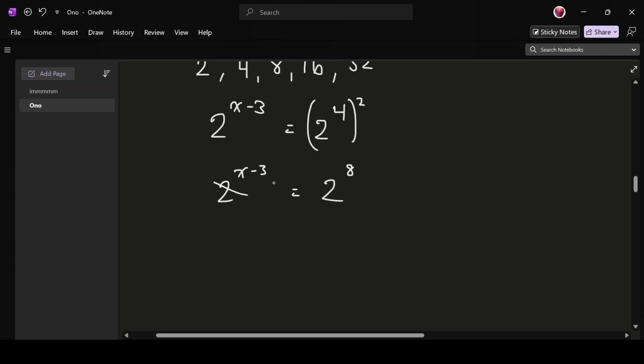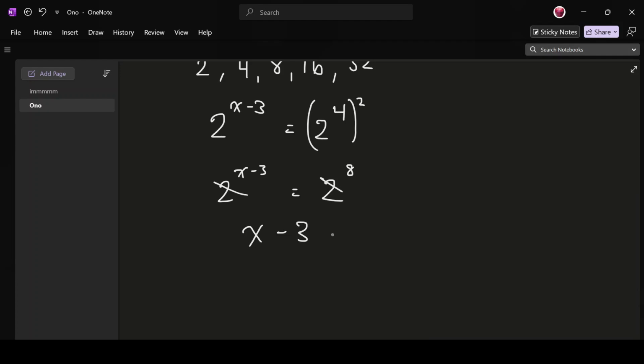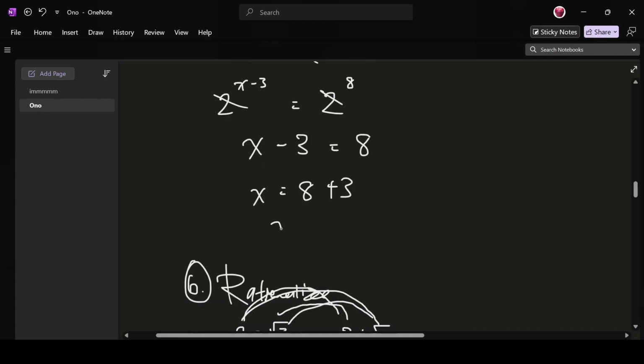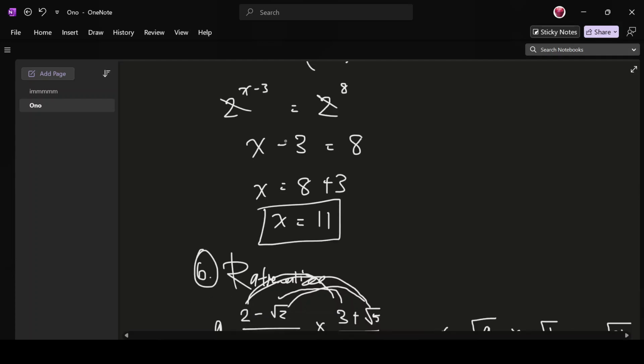Our bases are the same. We can just cancel, and we're left with x minus 3 is equal to 8. We move this 3 to the other side, and it becomes plus. So our answer is 11, because 8 plus 3 is 11. And we're done.